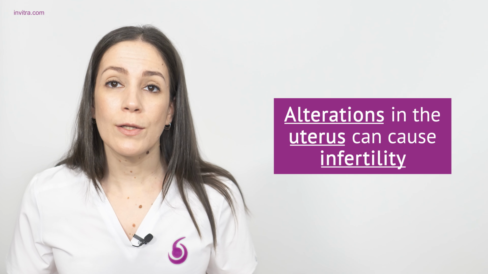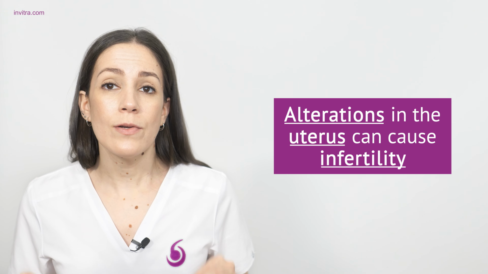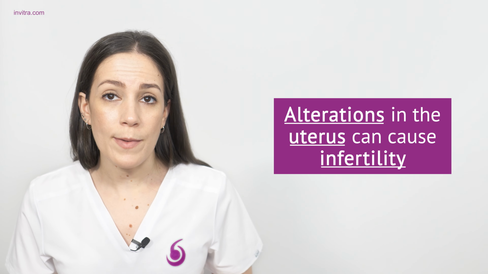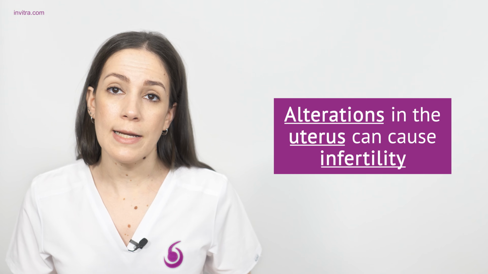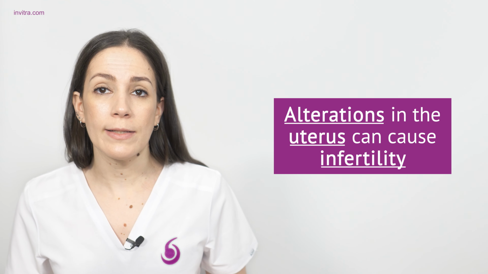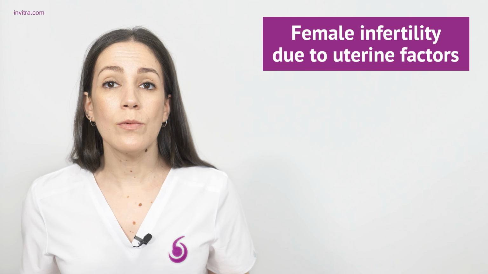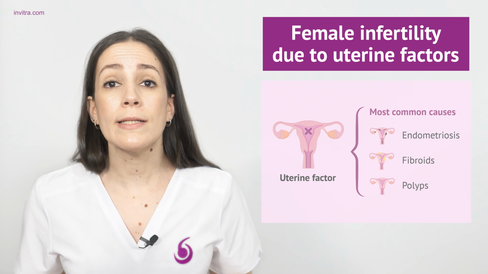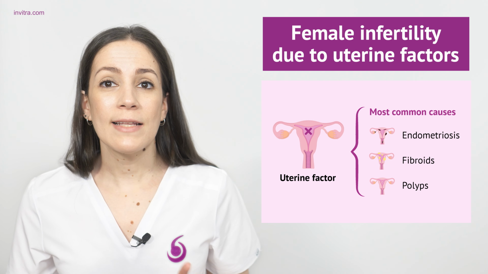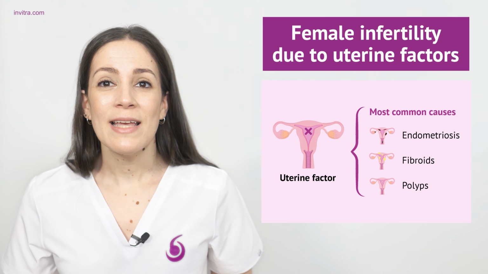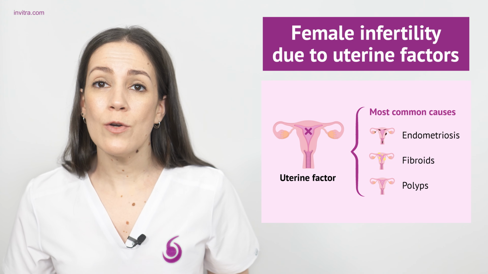Finally, we will discuss the uterine factor. Alterations in the uterus, whether uterine malformations or problems in the endometrium, could definitely be a cause of infertility in women. The implantation or the development of a pregnancy to term might be made more difficult. The most common alterations include conditions such as endometriosis, myomas, and polyps.